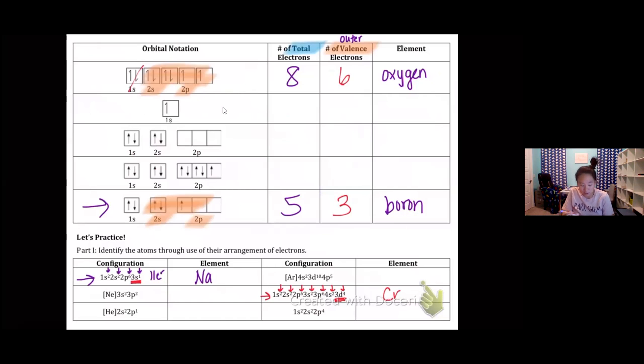The same thing works if you're doing the noble gas configuration. So if you were doing this one right here, neon 3s2 3p2, you have to be careful here. You can't just count the electrons because the noble gas shortened it. Okay, so you can do the same two ways, but I'm going to show you how you do that.